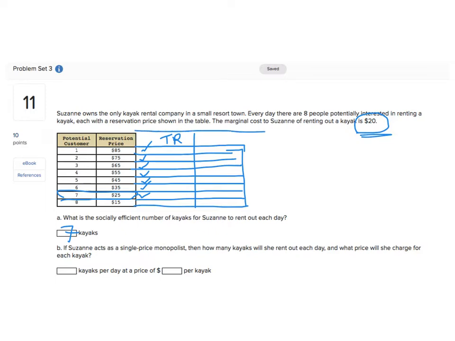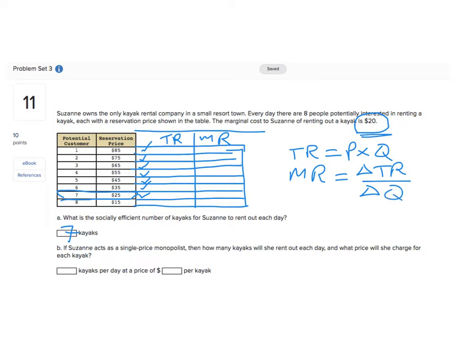All right, so to do this, we need to calculate total revenue, and then from there, it's easy to get marginal revenue. Total revenue, remember, is just price times quantity. Marginal revenue is equal to the change in total revenue divided by the change in quantity. And we're going to see that the change in quantity is always one new customer as she drops price. Everybody that values the rental more than the going price will rent one. So this is essentially our demand schedule. When we have a demand curve, it's in a graph. When we have a demand schedule, it's in a table. All right, let's fill out marginal revenue.